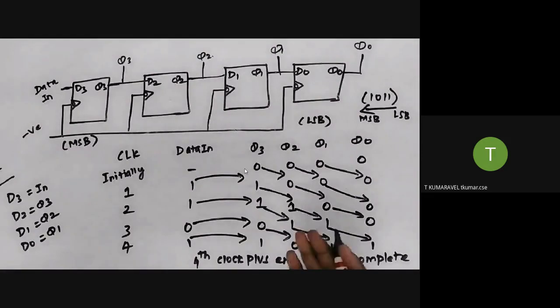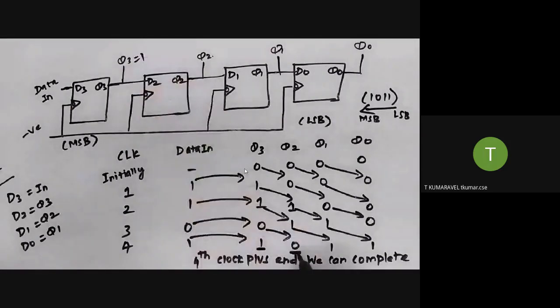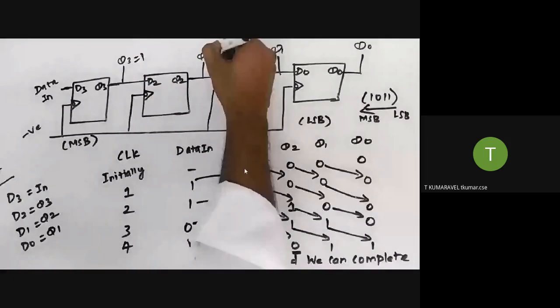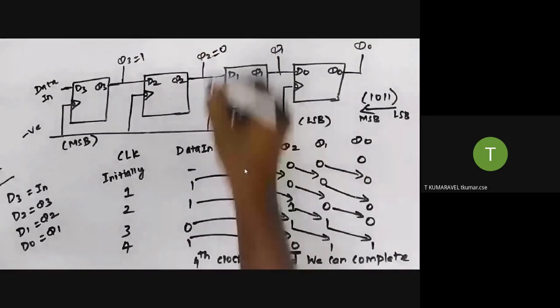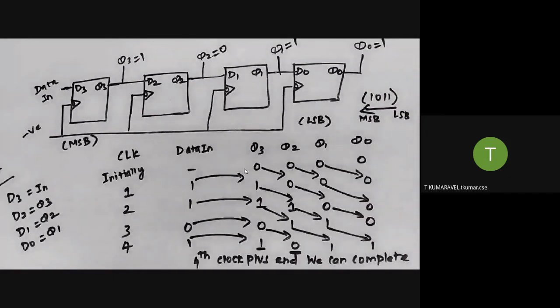What is the output of Q3? Q3 is 1. What is the output of Q2? Q2 is 0. When the data is available in the flip-flops themselves, there is no extra clock cycle needed. That is the objective of serial in, parallel out. Is it okay for you? Yes, sir.